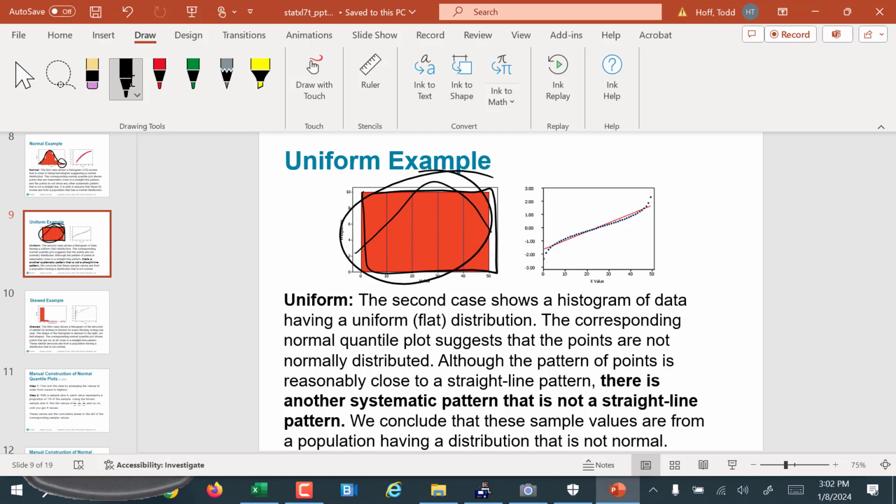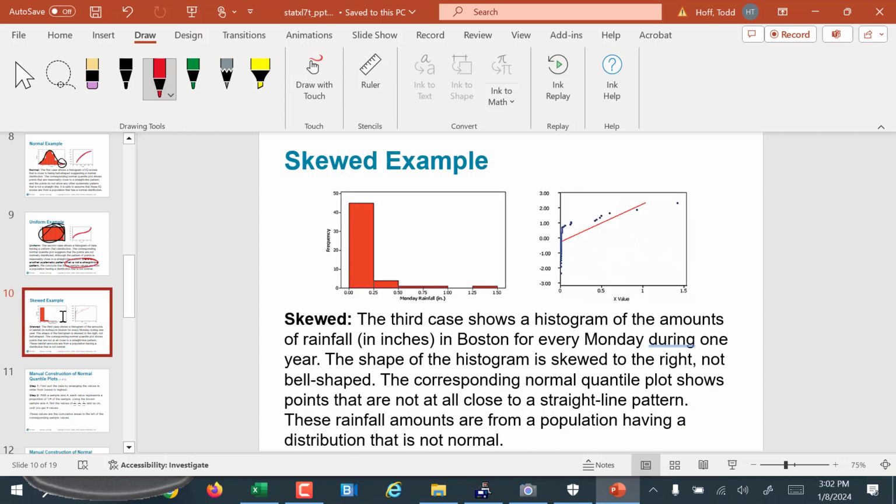If you do the normal quantile plot, you can see it's kind of subtle. At first glance, the points are pretty close to a straight line, but you can see there's a definite pattern. They make an S curve above and then below the line like that. So there is a definite pattern there. This is not an approximately normally distributed set of data.